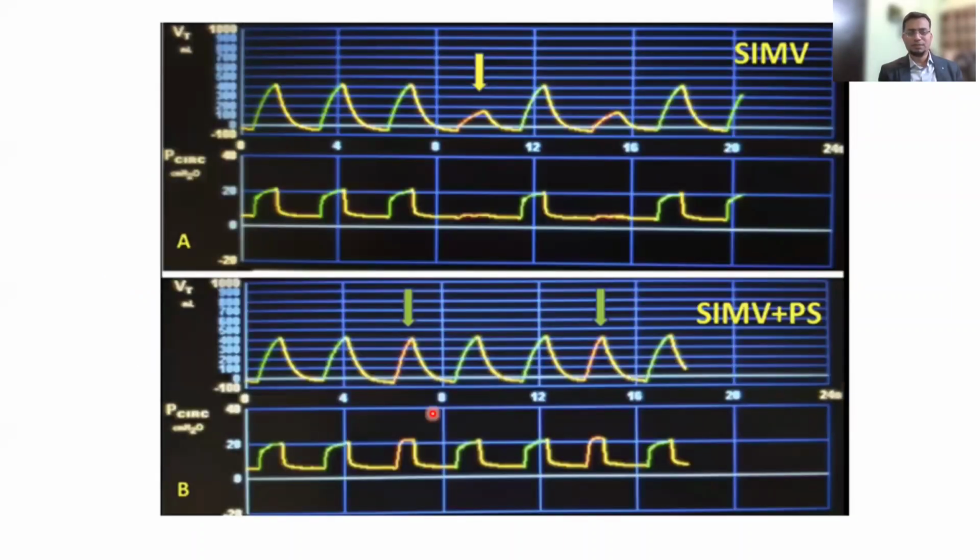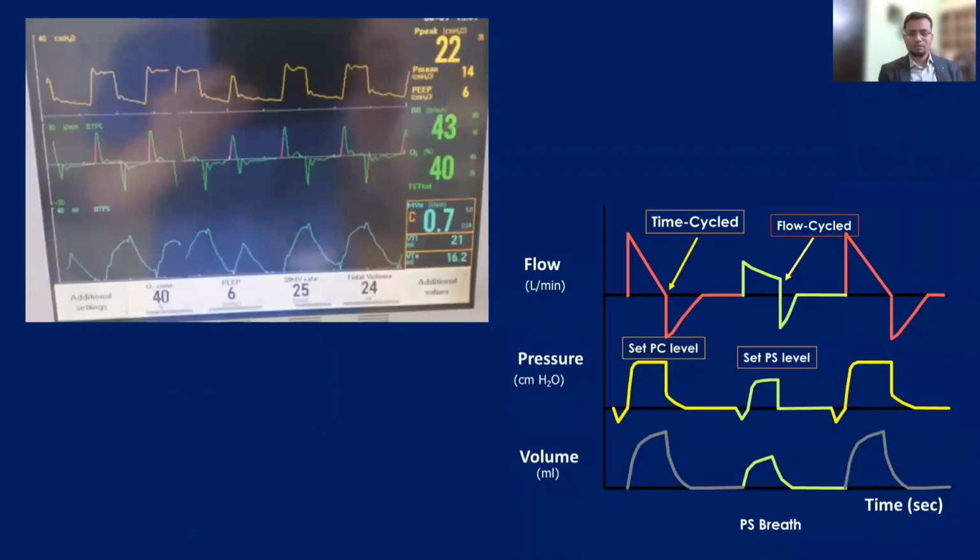So this is the example here. We have added a pressure support to the spontaneous breath to increase the tidal volume to about the same tidal volume which we are giving for the volume control. Here you will recognize the SIMV mode on mechanical ventilation. So there will be an assisted time cycled breath, and then there will be a flow cycled, pressure supported breath.